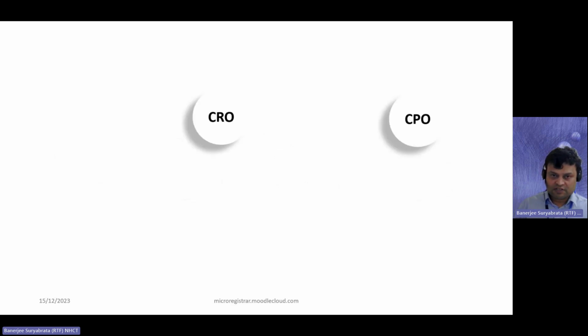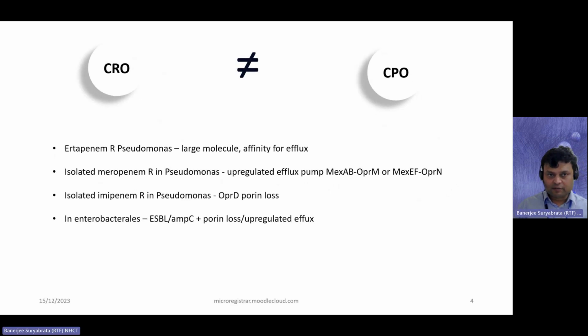To give you some examples: ertapenem, as you know, Pseudomonas is always resistant to ertapenem. Why? Is it because of carbapenemase? No. It's because ertapenem is a large molecule, it finds it difficult to enter, and it also has an affinity for the efflux pump of Pseudomonas. So it gets kicked out quite quickly. So ertapenem never works on Pseudomonas.